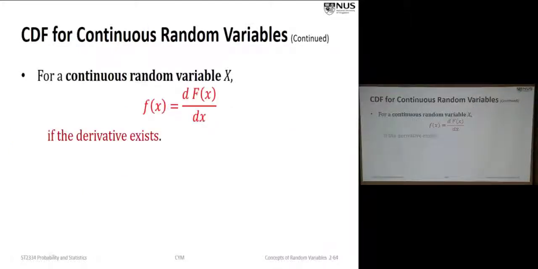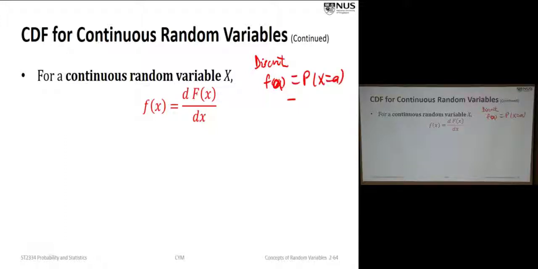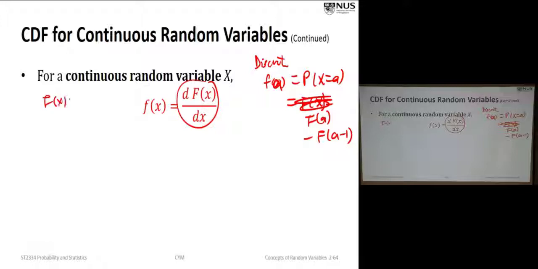All right. So how do we get back the PDF from the CDF? For discrete, we just talk about f of a, which is the probability of x equal to a, equal to F of a minus F of a minus 1. But for continuous, it's even easier. You just differentiate the CDF. I don't know whether you remember that. This is how we get it.